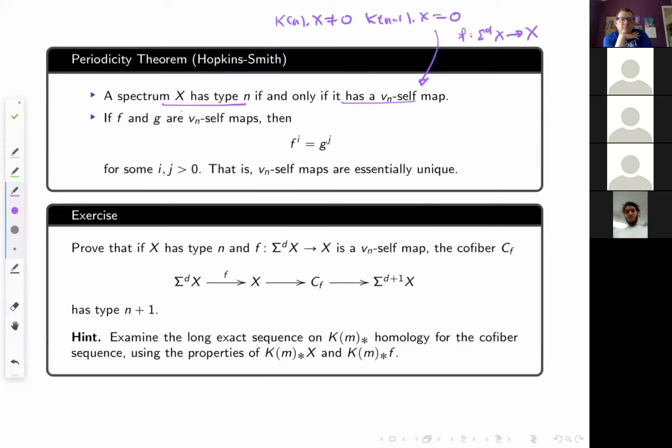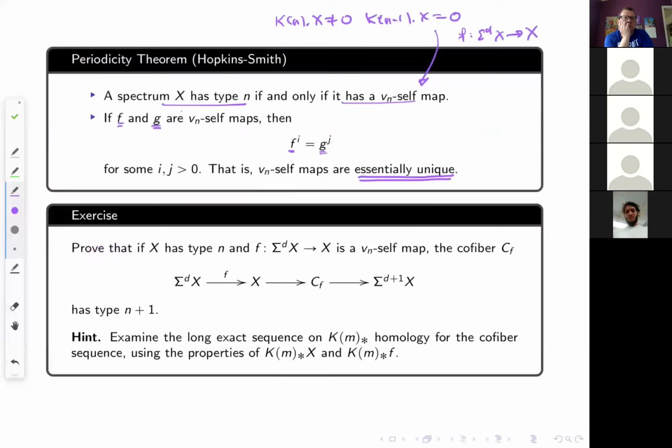Furthermore, they prove something else in this paper. They prove that Vn self-maps are essentially unique, in the sense that there are different choices, but they don't differ that much. If you have two of these, maybe they're different, but if you iterate them, so you take powers of both, eventually they're the same thing for i and j bigger than 0. So because of this, I'm going to treat them as unique.